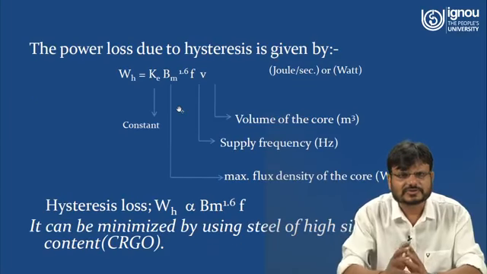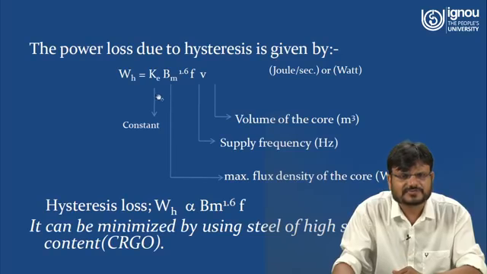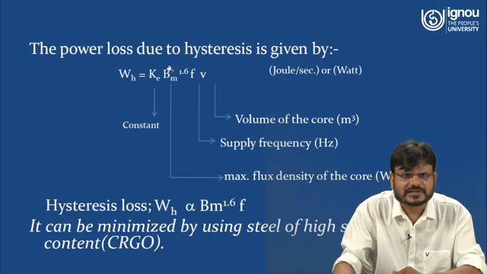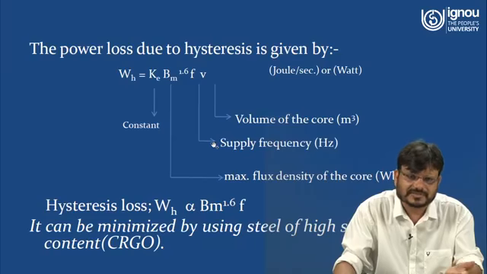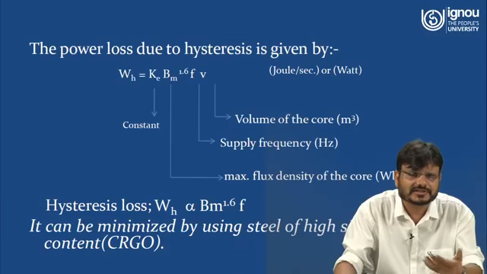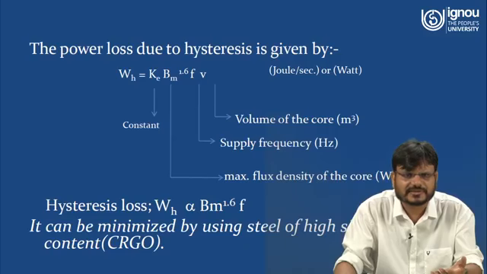So the power losses due to hysteresis can be given by this formula: Kh Bm to the power 1.6 multiplied by frequency and multiplied by V, where Kh is a constant, and Bm is the maximum flux density of the core, generally denoted in Weber per meter square, and f is the supply frequency. Generally the frequency in India is 50 Hz, but anyhow if this frequency changes, the hysteresis losses will also change.